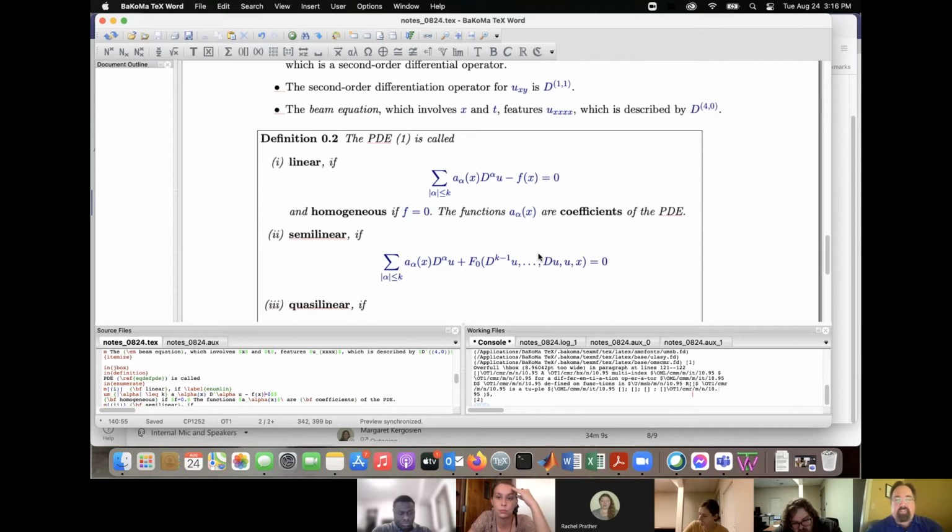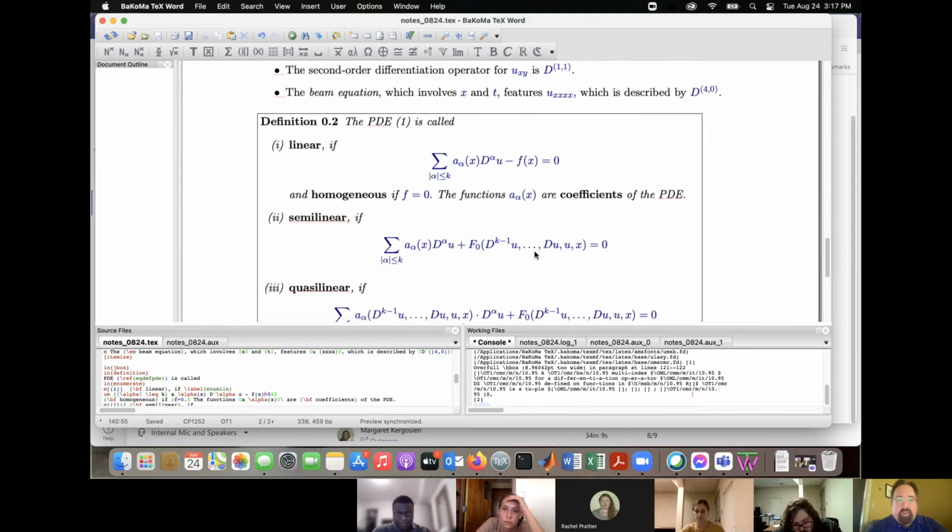So that's a linear case where the coefficients that you have depend only on x, and any terms that do not include u at all also depend only on x. All right. The next category up is semi-linear.